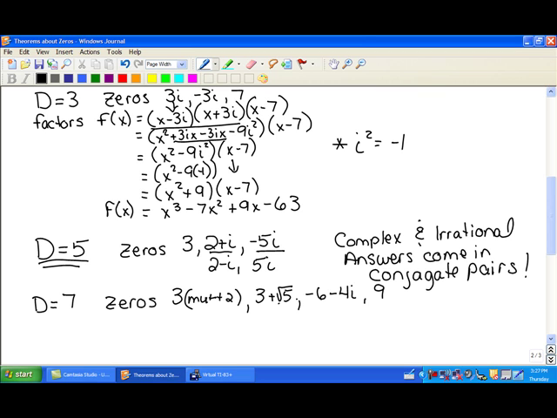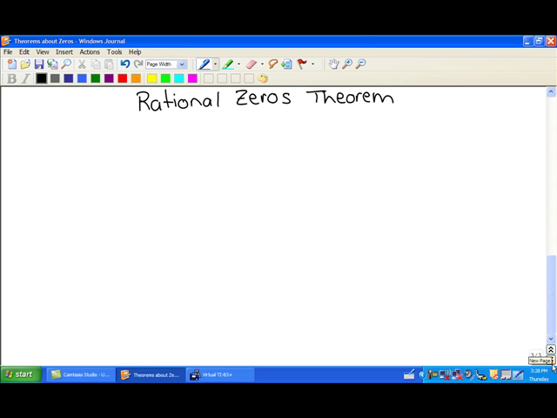We have 2 here, 3, 4, 5, so we're actually missing 2 zeros. Those missing zeros will come from the fact that complex and irrational number answers will always come in conjugate pairs. We see the irrational number 3 plus the square root of 5, so we know its conjugate, 3 minus the square root of 5, must be a missing zero. We see the complex number negative 6 minus 4i, so its conjugate, negative 6 plus 4i, must also be a missing answer.